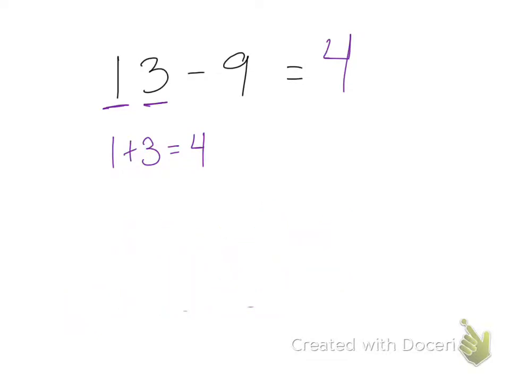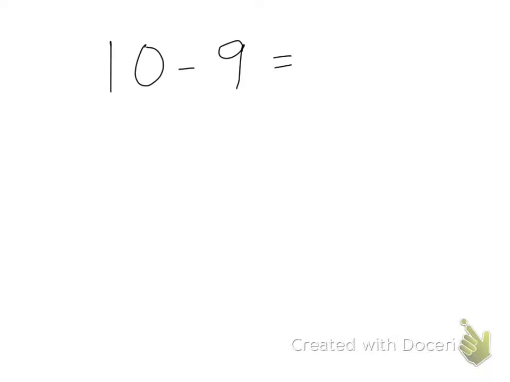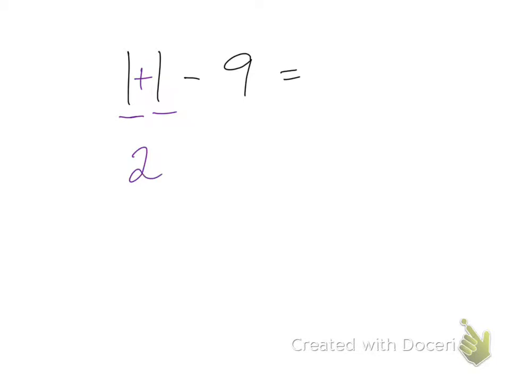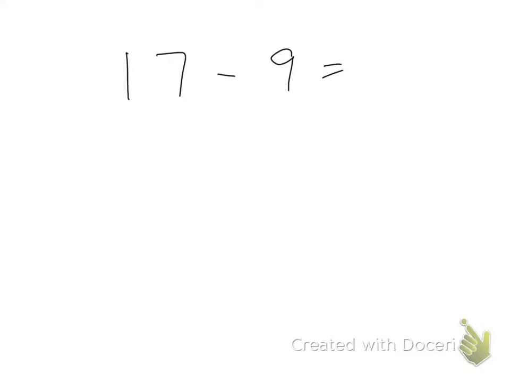Okay? So let's try 10 minus 9. So I'd think, okay, 1 plus 0 equals 1, which means that 10 minus 9 has to equal 1. What about 11 minus 9? Well, 1 plus 1 equals 2. So 11 minus 9 equals 2. Okay, does it work on 17? It does. 17, so we do 1 plus 7 equals 8, which means that 17 minus 9 equals 8.